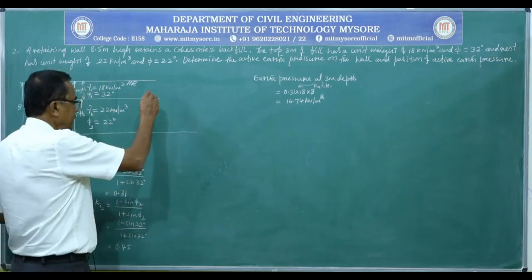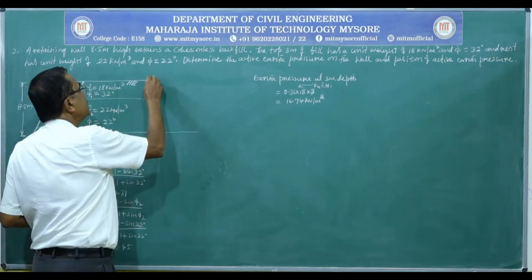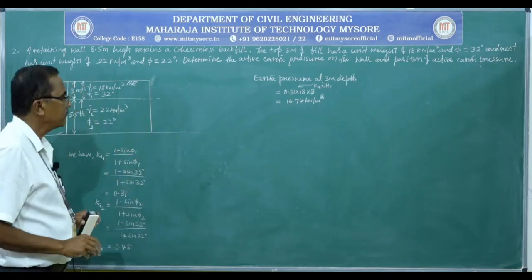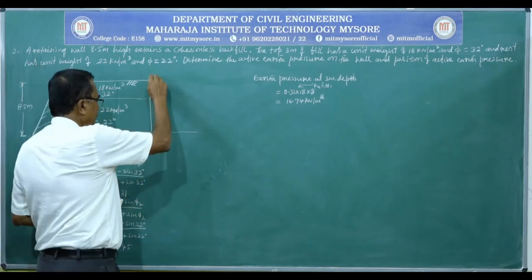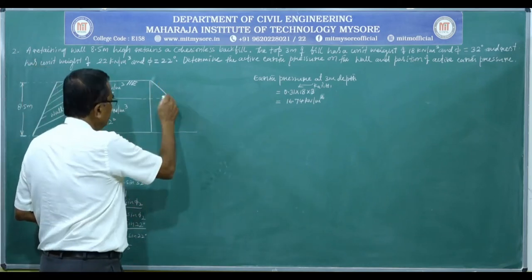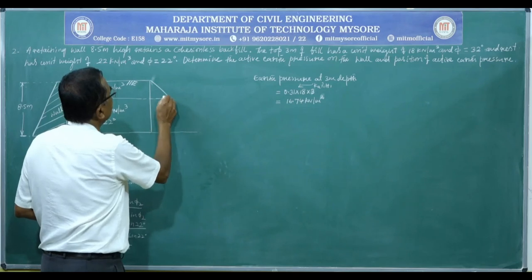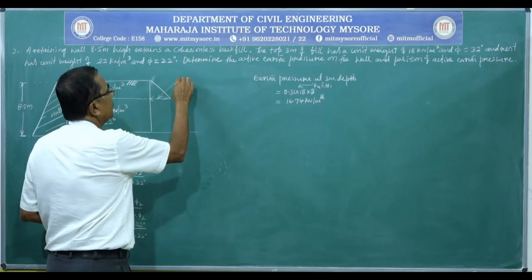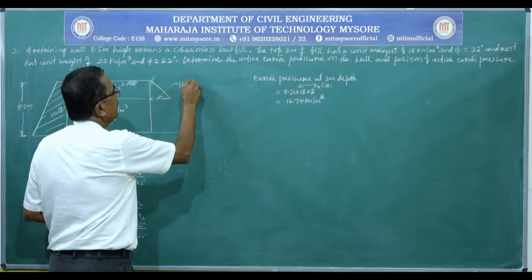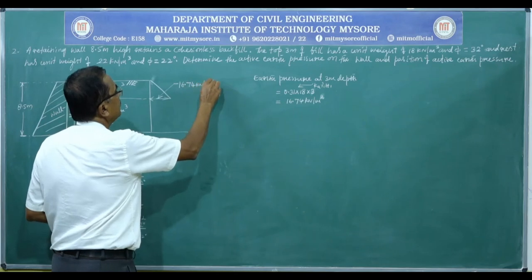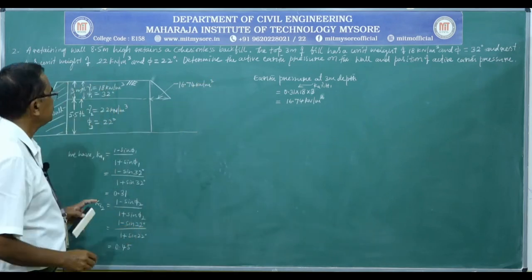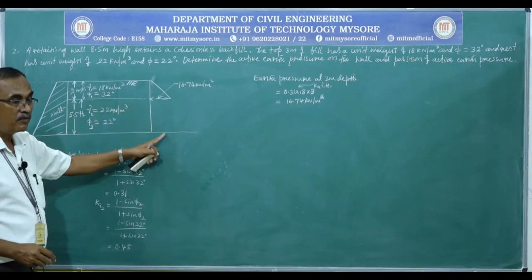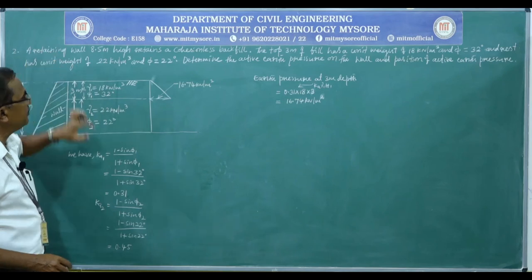So for easy understanding, first draw the reference line, draw the pressure distribution diagram parallelly. So we calculated earth pressure at a depth of 3 meter. Let us mark this here. So this value is equal to 16.74 kilonewton per meter square. Next, earth pressure at the base of the wall due to the top 3 meter surcharge.